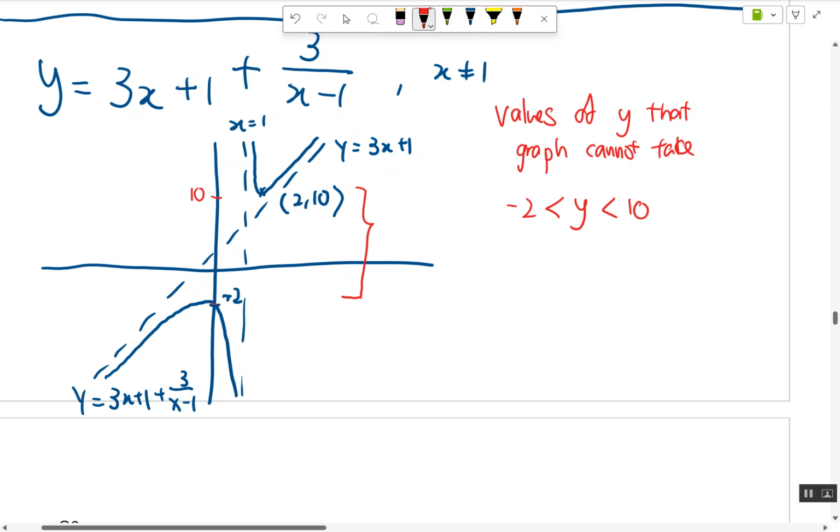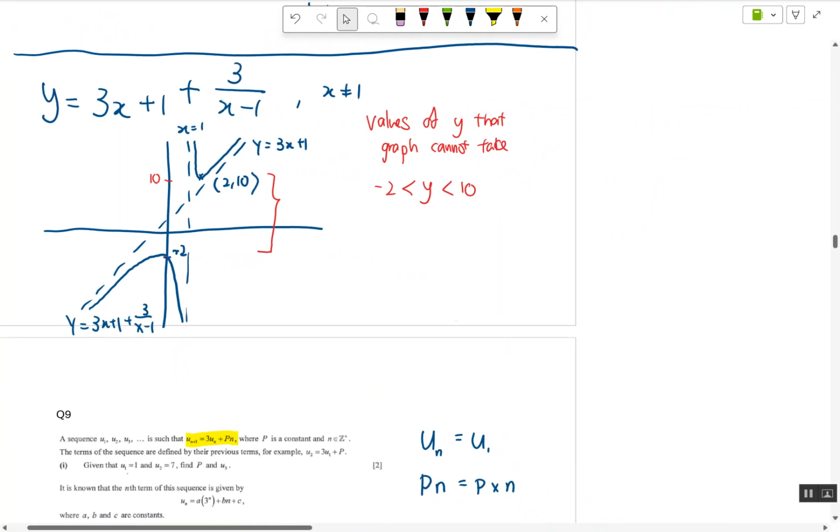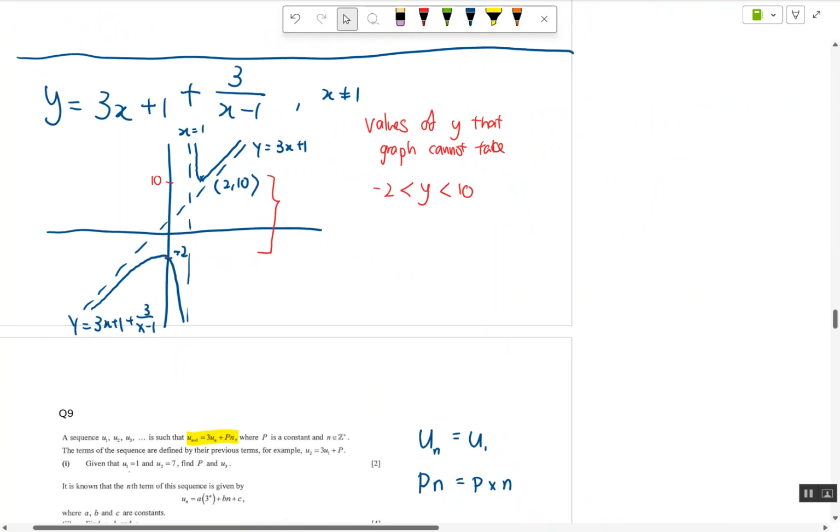Understand? But of course, this is not the question. They ask you to draw this. Now, the next part of the question: is it more than or equals to, or just more than? More than, because when it's equals to, there's a point there, right?